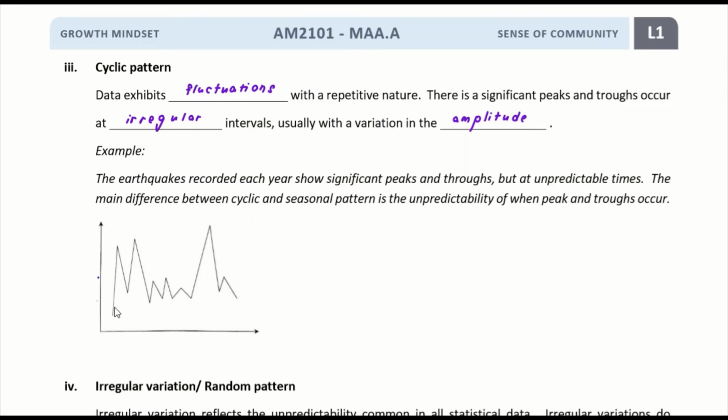But then the amplitude increased, like this one increased this much, then this one only increased this much. And then you realize that the interval is also different. So you can see that from here to here, maybe it's a shorter period, then from here to here, it's a longer period. You get what I mean? So that's why you can still see it's a cycle of increase, decrease, increase, decrease, but then it actually is irregular.